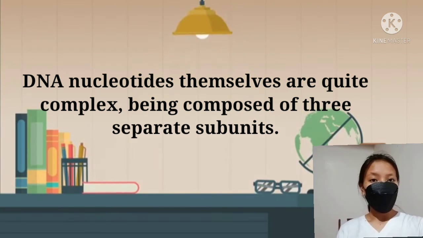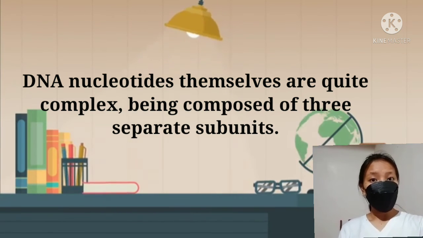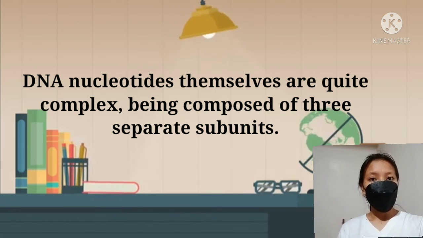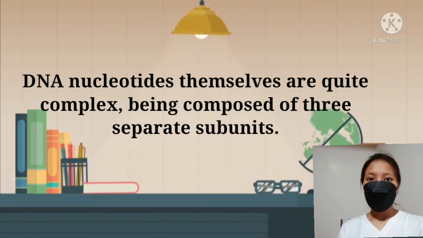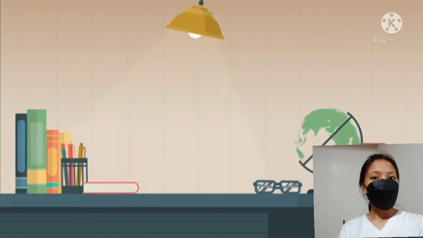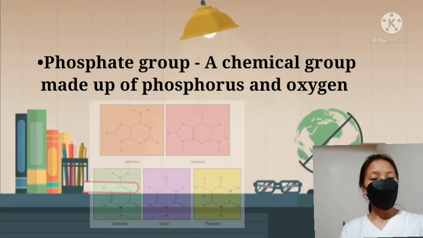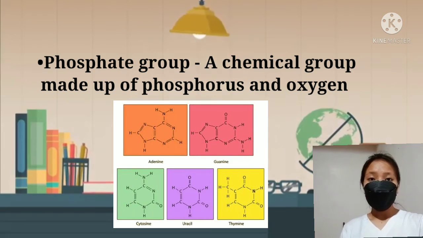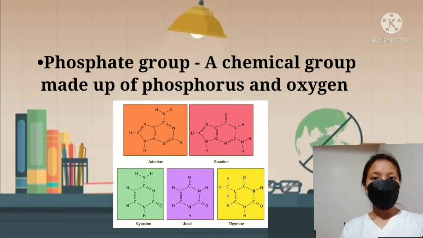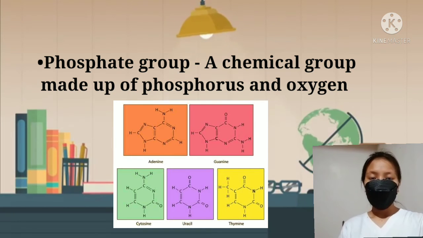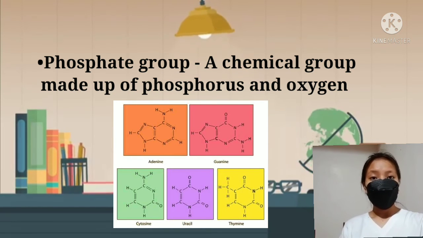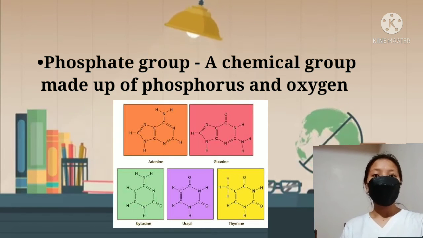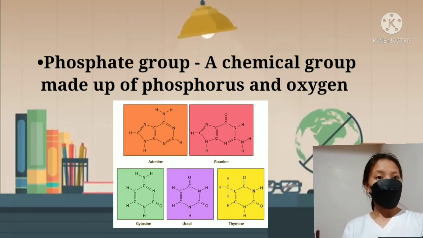So DNA nucleotides themselves are quite complex, being composed of 3 separate subunits. The first is the phosphate group, a chemical group made of phosphorus and oxygen. A phosphate group is a functional group or radical comprised of phosphorus attached to 4 oxygens.